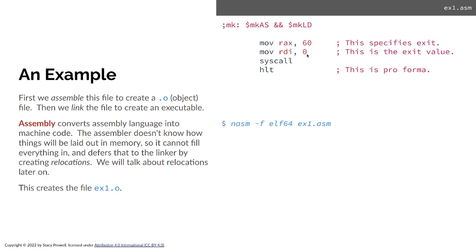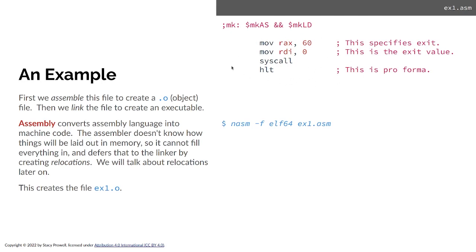Then it looks at this line of text, and it tries to encode that as machine code. Then it sees syscall. It just looks that up and includes those bytes. And it sees halt and it includes those bytes here. The stuff over here with the semicolons, those are comments. They are not processed by the assembler.